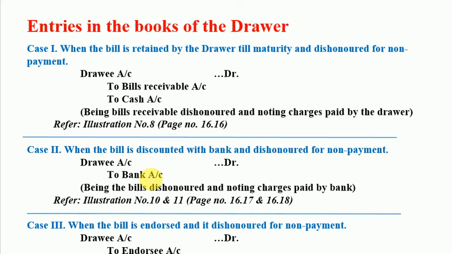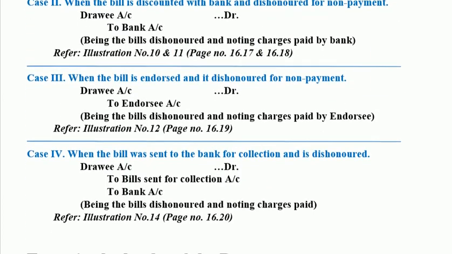So this entry will include the amount related to the bill. In illustration number 10, the bill amount was 50,000 and noting charges were 1,000. So the drawee, Bhanu, will be debited with 51,000, and the bank will be credited with 51,000. Please go through illustrations number 10 and 11 in your book and do them in your copy, and we will also discuss them in our online class.